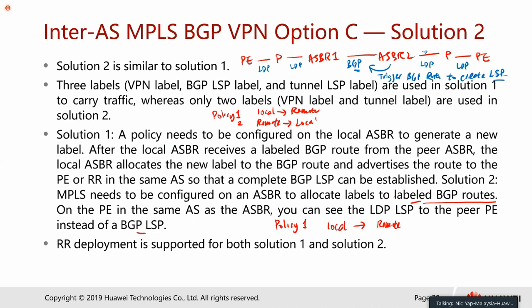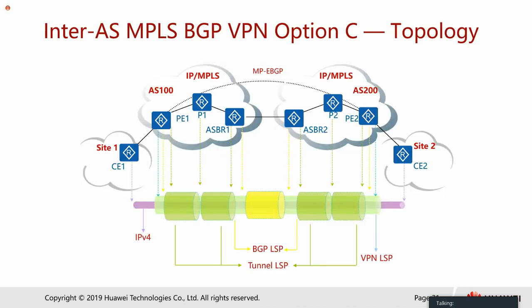Just to give you ideas, right now the difference between solution 1 and 2 is that solution 1 uses 3 labels and solution number 2 uses 2 labels. They are just using the VPN and the tunnel labels. The BGP LSP is in between, in the middle. Okay, that is what it looks like.